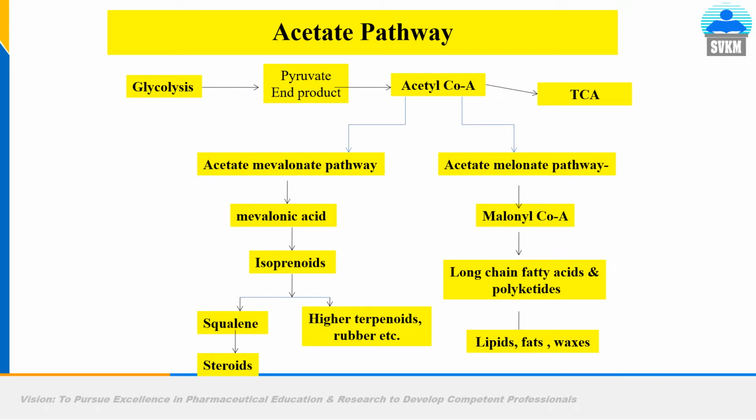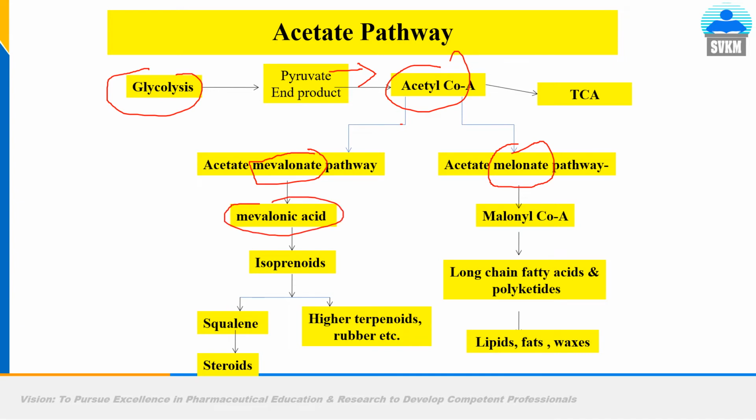So we have seen HMP pathway, we have seen glycolysis, we have seen shikimic acid cycle, we have seen the starting cycle, that is photosynthesis. Now we will talk about acetate pathway. Glycolysis will give you pyruvate which will become acetyl CoA. Acetyl CoA will become part of acetate mevalonate pathway and acetate malonate pathway. There are two options, and this will give malonic acid, it will give isoprenoids and squalene.